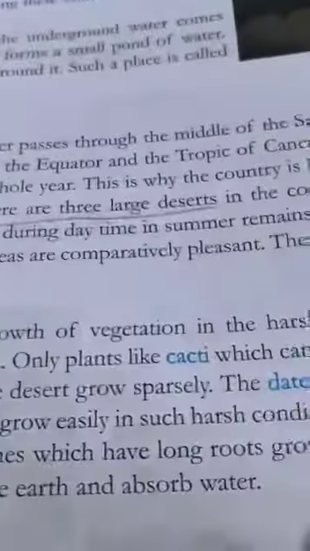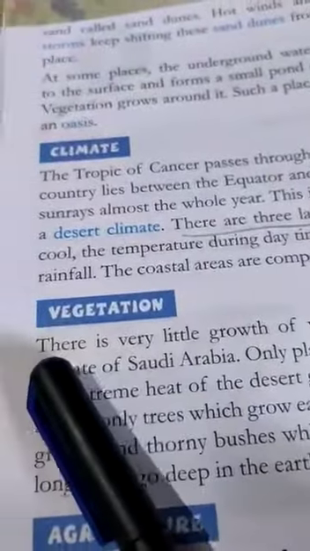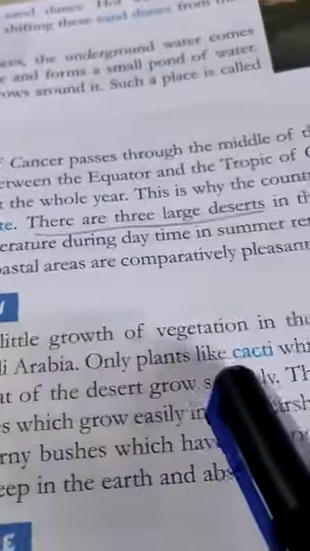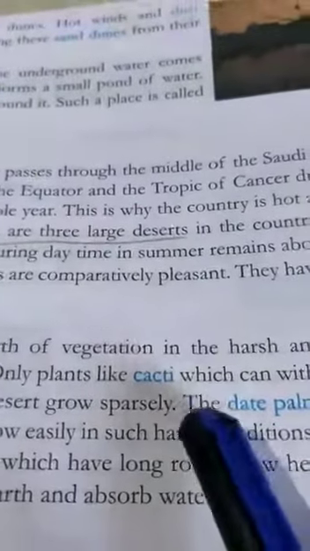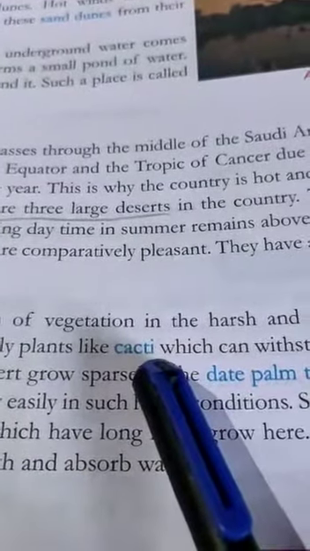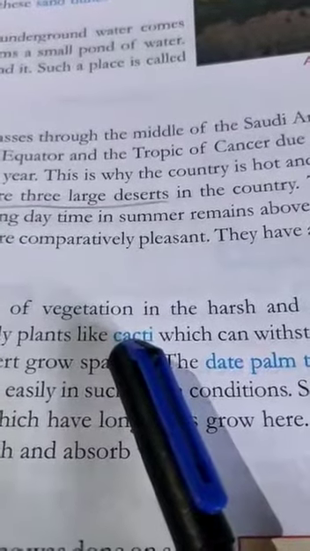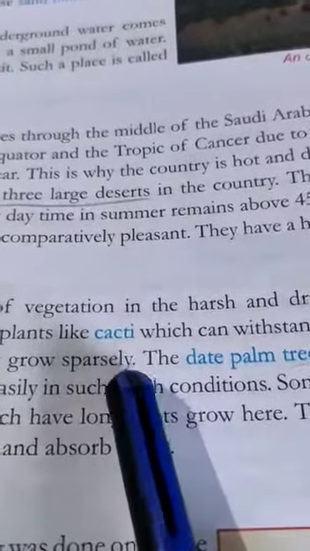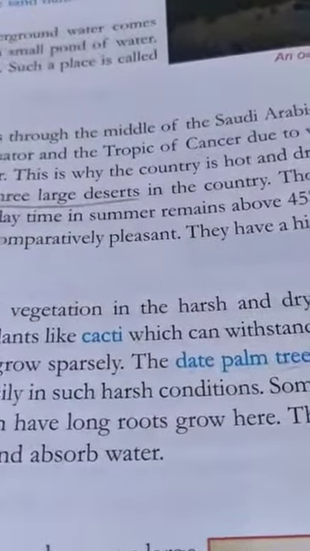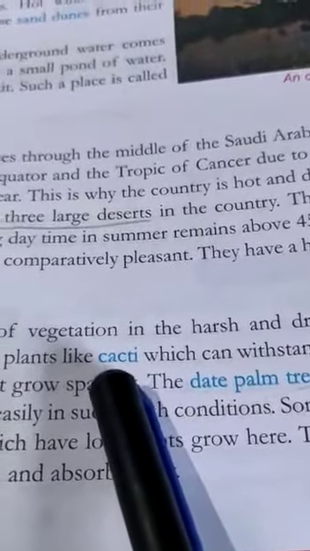Okay, what they have said here about vegetation in Saudi Arabia: you can see very little growth of vegetation. Why? Because Saudi Arabia is covered with sands, and it has a very harsh, hot and dry climate. That's why only cacti, the thorny plants, grow. Here we say cactus.